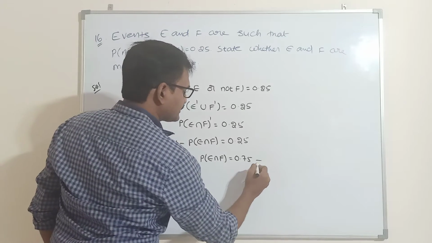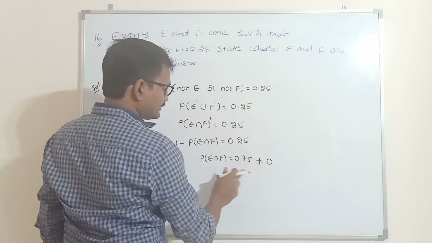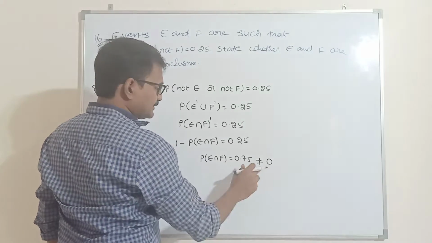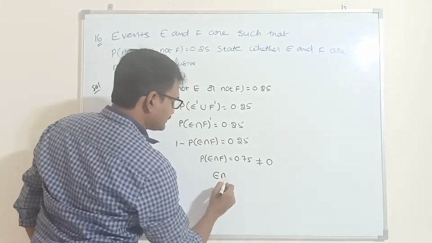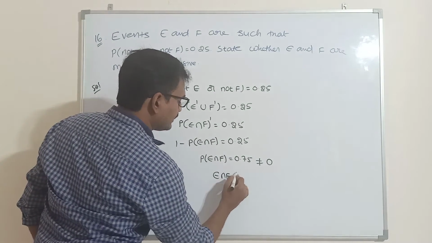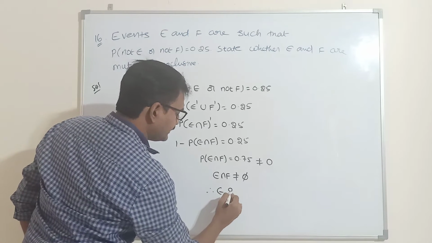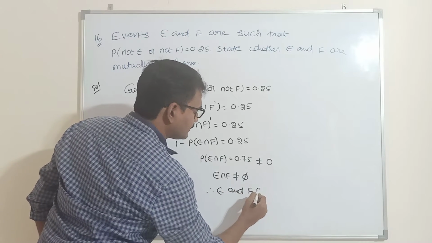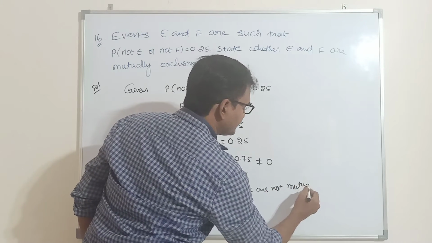0.75, which is not equal to 0. So if P of E intersection F is 0.75, then E intersection F is not a null set. Therefore, E and F are not mutually exclusive.